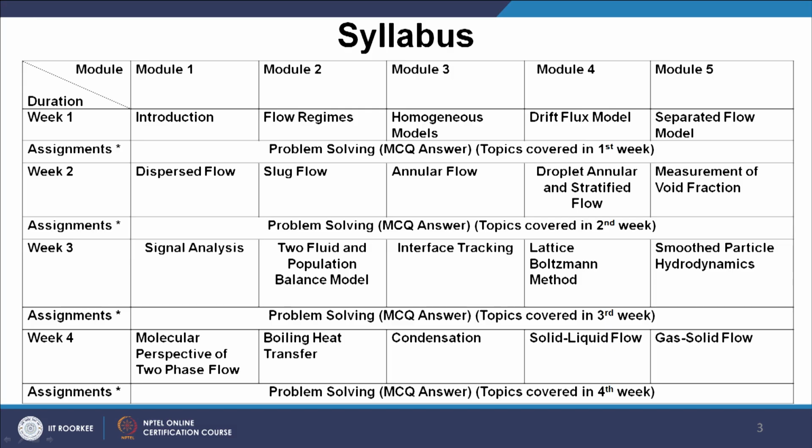In the second week we will discuss the several regimes separately. We will start from dispersed flow, then talk about slug flow, annular flow, and also discuss droplet, annular and stratified flow together in one lecture. At the end of this week we will also understand how to measure the void fraction experimentally. At the end of the second week, just like the first week, we will also have one assignment.